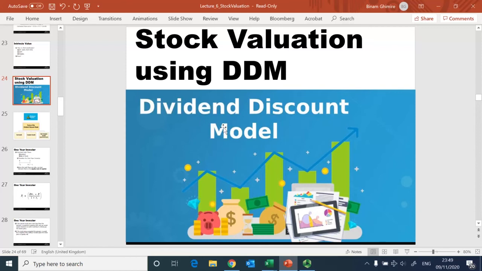Remember, in order to apply this model, the company should have paid dividends. This basically means some companies such as Netflix or Amazon, which have not paid dividends so far, we cannot use the model to find the share price for those companies.